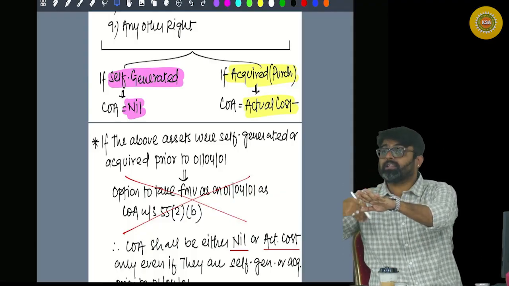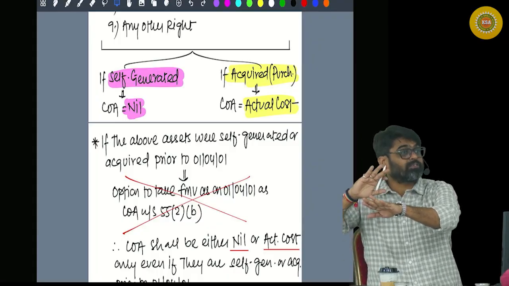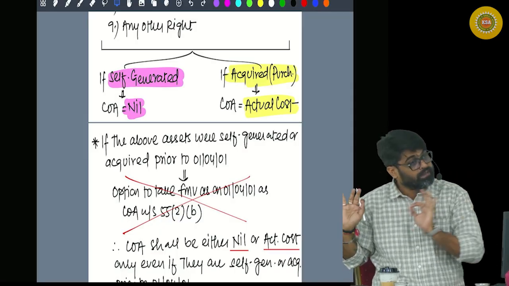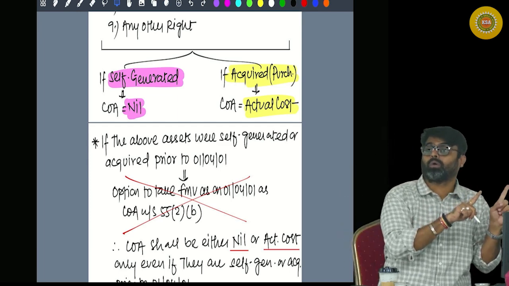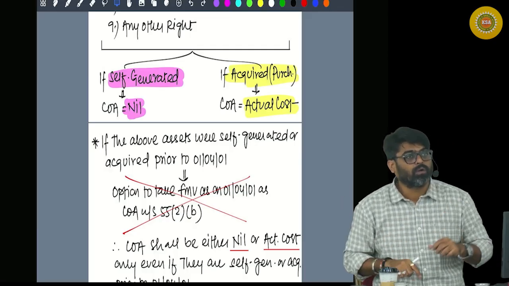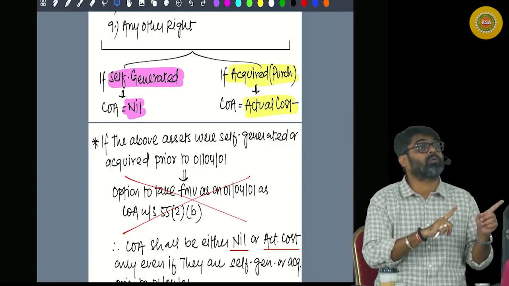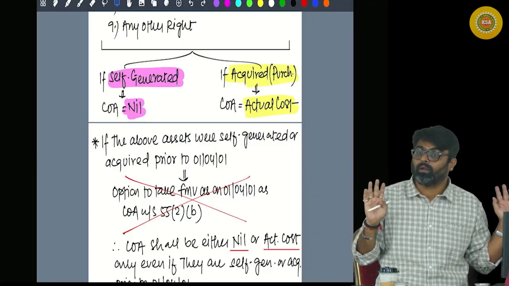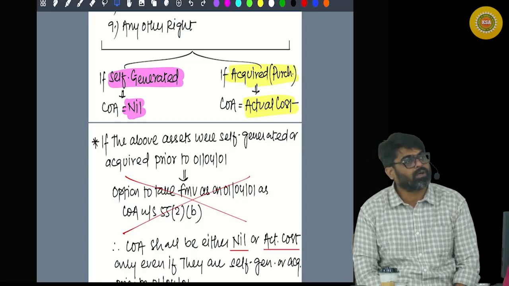If the intangible asset or the right which you are transferring was self-generated by you, what cost will you reduce? Nil. And if the intangible asset or right which you are transferring was acquired by you, what cost will you reduce? Actual cost. Option to take the fair market value as on 1st April 2001, available? Not available. Even if they were acquired prior to 1st April 2001. Even if they were self-generated prior to 1st April 2001. Cost will be either nil or actual cost. Will you remember? Yes or no?